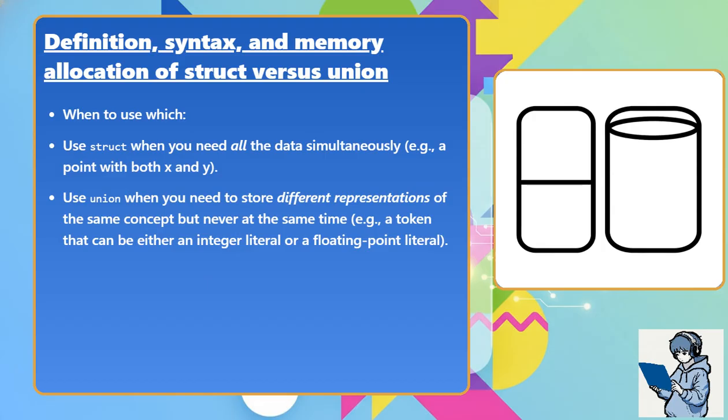When to use which: use struct when you need all the data simultaneously, for example, a point with both x and y. Use union when you need to store different representations of the same concept, but never at the same time, for example, a token that can be either an integer literal or a floating point literal.